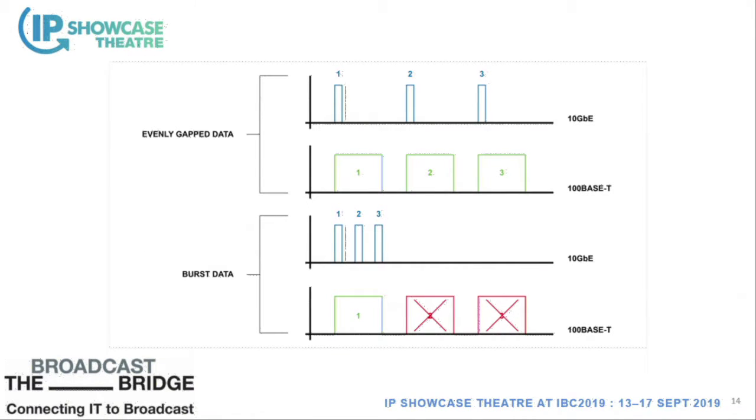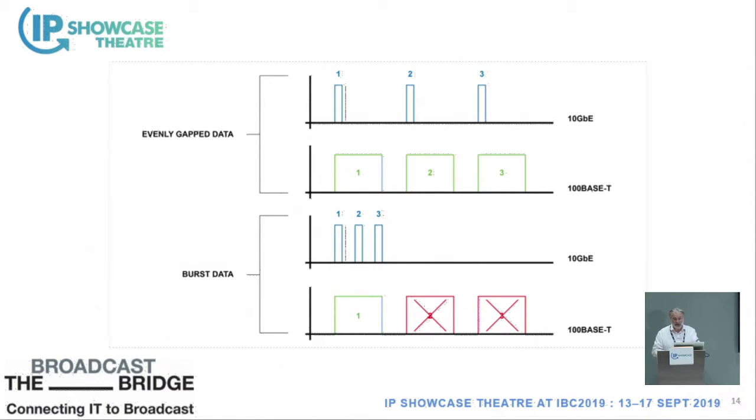Another challenge we have, if you look at the top picture here, is one of burstiness. While packets are all beautifully evenly gapped, that works well, but when we get burstiness, we can have some more challenges. At the top, you can see the evenly gapped data: packets 1, 2, and 3 going on a 10 gigabit link. And what I did here was simulate what would happen if you took that 10 gigabit link and connected it to 100 base T.